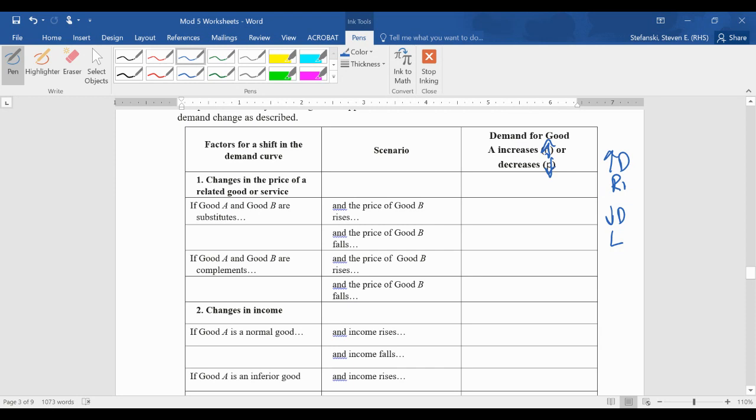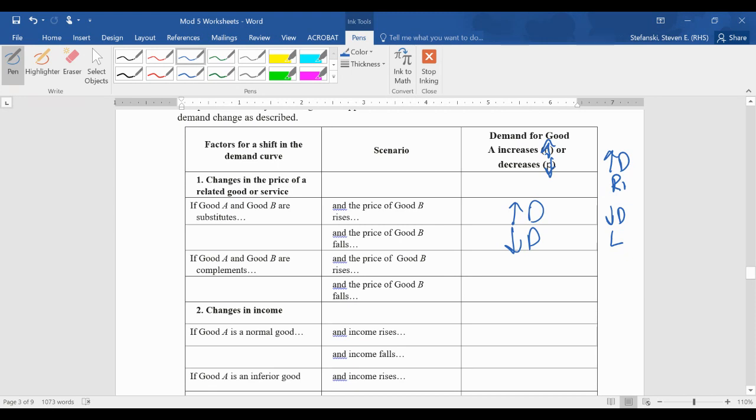So it says here, if good A and B are substitutes, and the price of good B rises, what's going to happen to good A? If the price of good B rises, more people are going to buy good A, so you're going to have an increase in demand of good A. If good A and B are substitutes and the price of good B falls, then you're going to see a decrease in demand, a shift left.